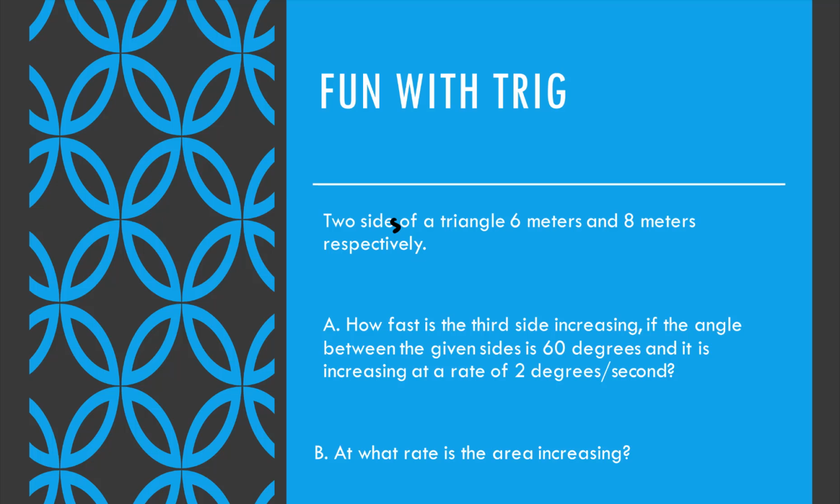Two sides of a triangle, 6 meters and 8 meters, respectively. So we know 2 sides of a triangle, not necessarily a right triangle, just a triangle. We want to just answer A in this one, and we'll get to part B in a little while. Part A is how fast is the third side increasing if the angle between the given sides is 60 degrees and it is increasing at a rate of 2 degrees per second?